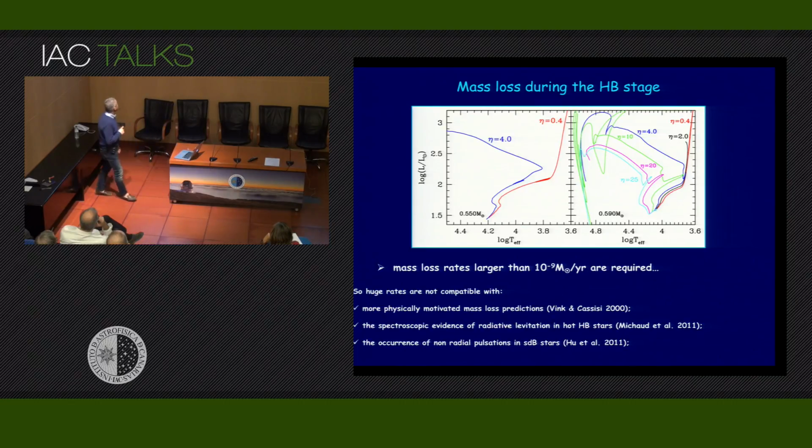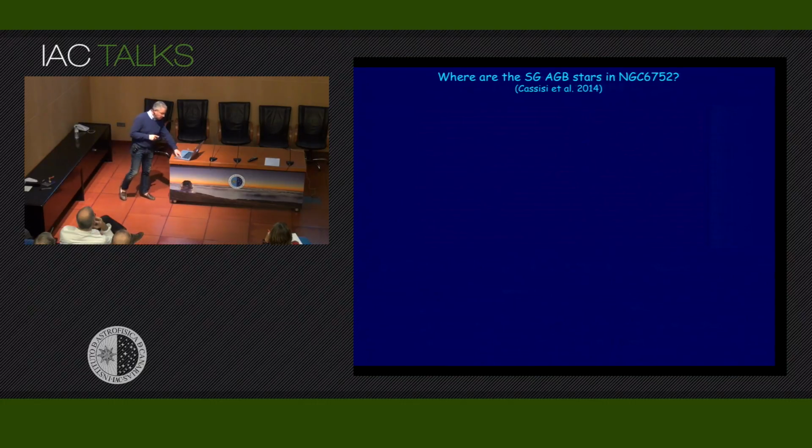But we studied this in more detail, we computed several stellar models, and what we found is that the minimum mass loss along the horizontal branch that you require in order to force a star to not reach the AGB stage when helium at the center is exhausted is 10 to the minus 9 solar masses per year. That is a very huge mass loss efficiency that is at odds with the mass loss predictions, is at odds with the efficiency of radiative levitation in horizontal branch stars, because mass loss erases the effect of radiative levitation, and it is also in sharp contrast with the presence of radial pulsation in sdB stars. So there is a problem.